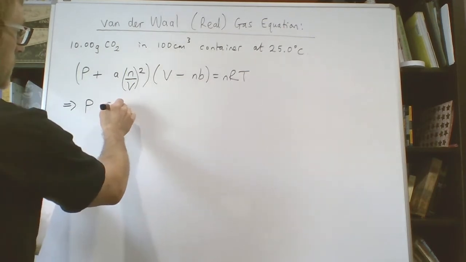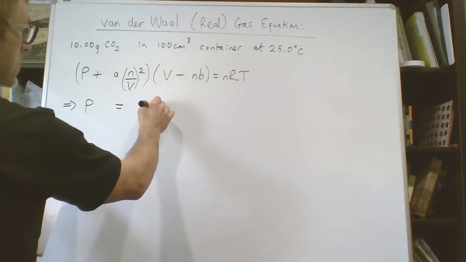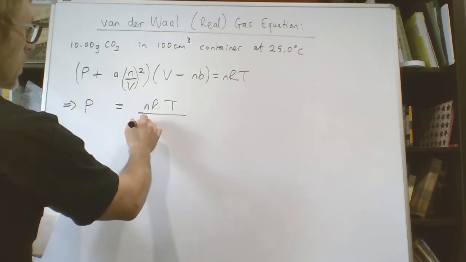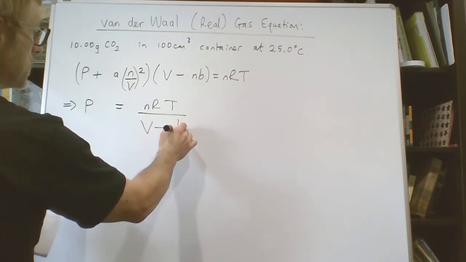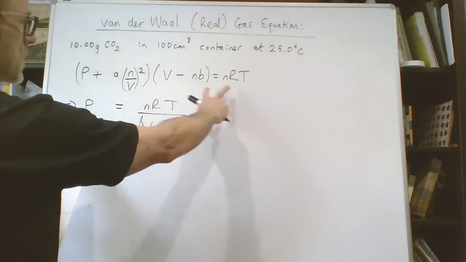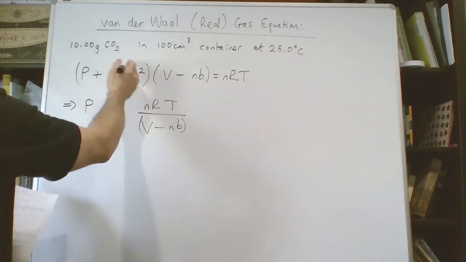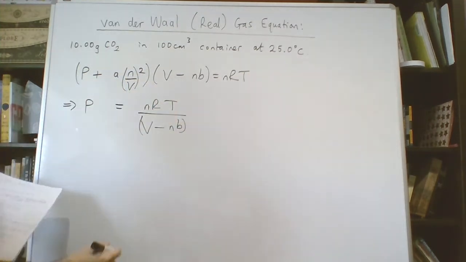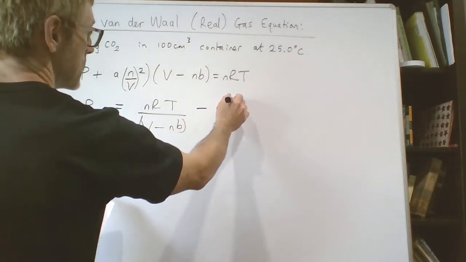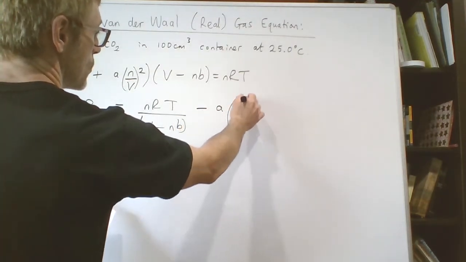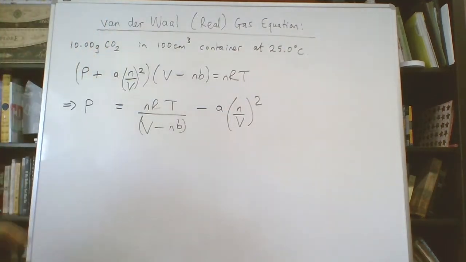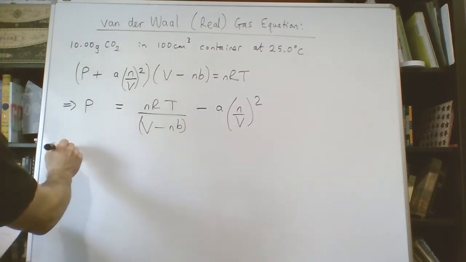So we'll have pressure equals nRT over V minus nb. So we've taken this term, cross multiplied it down here. And then we need to subtract the correction to pressure from both sides, minus a n over V squared. So this is now the cross multiplied expression to isolate pressure. We can plug our values in.